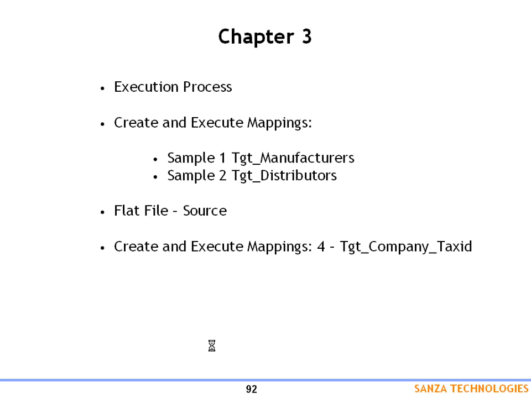Now, internally what happened? When you have loaded the data into the target table, what happened internally? How does the process start? How has it been working? That's what will be the explanation today. And also we will discuss two simple mappings. Then we will discuss what the source is, if it is a flat file.